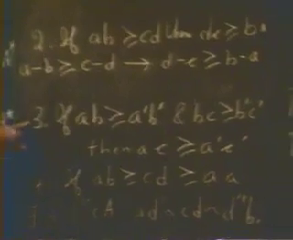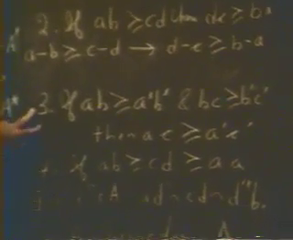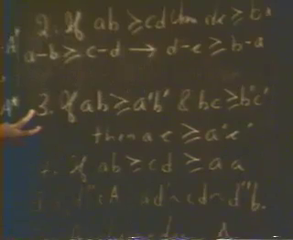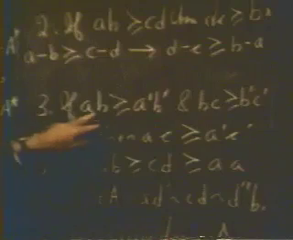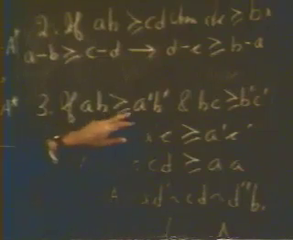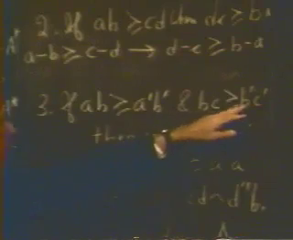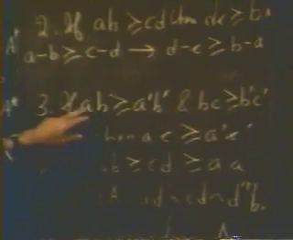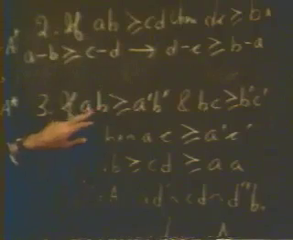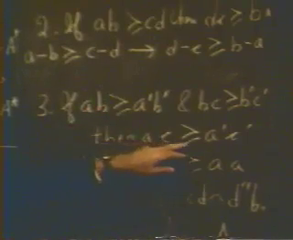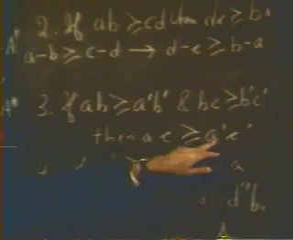Axiom 3, well, that's just our monotonicity axiom for positive differences that we discussed earlier in the same form. If the interval AB is at least as great as A prime B prime, and BC is at least as great as B prime C prime, then putting AB and BC together, we get an interval AC, which is at least as great as A prime C prime.